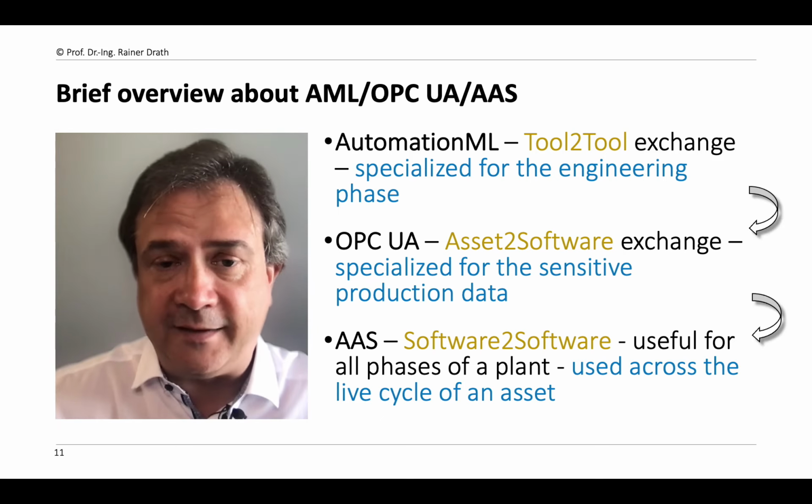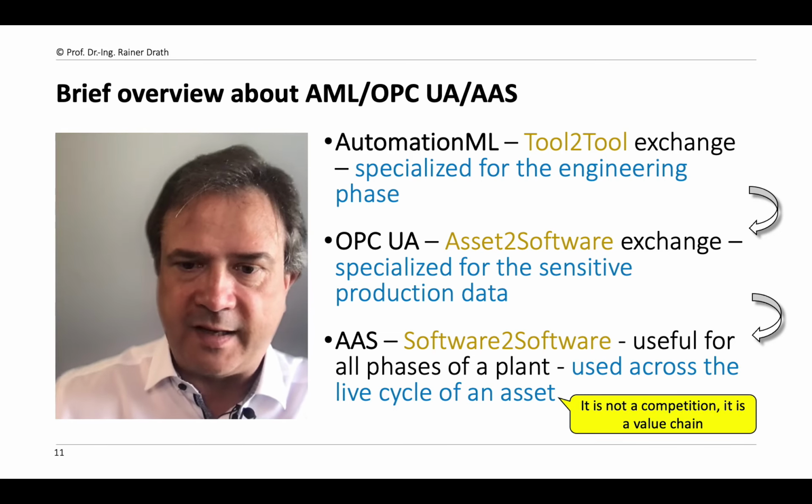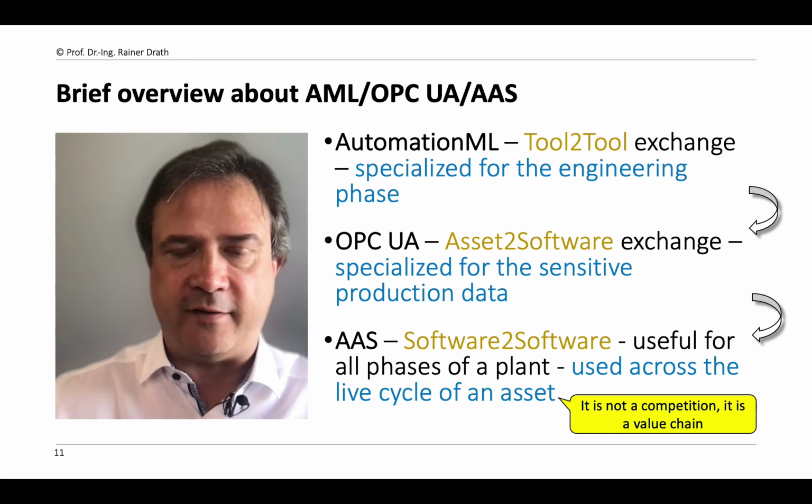So they form a food chain. They do not compete. They can augment each other in a meaningful way. So that's why they do not compete. They form a value chain.